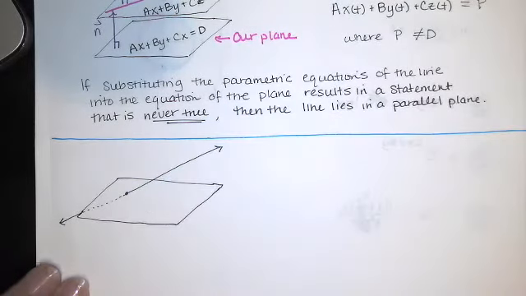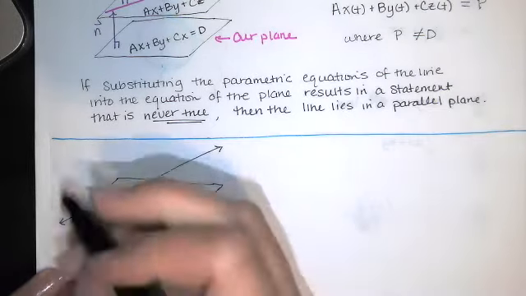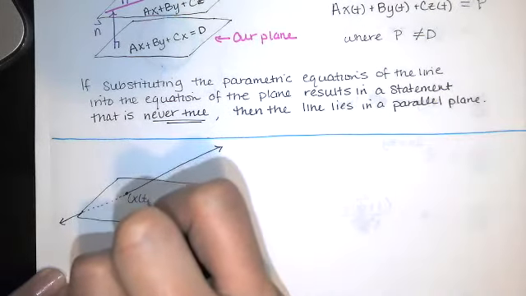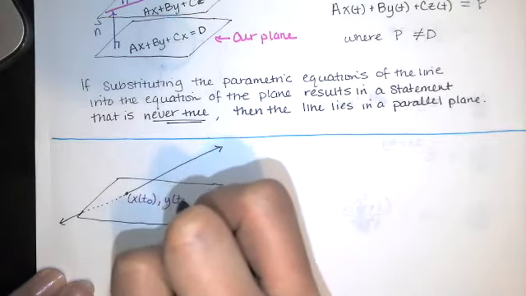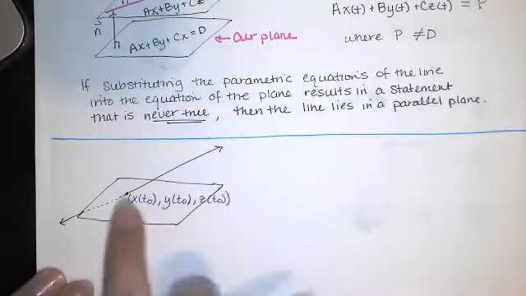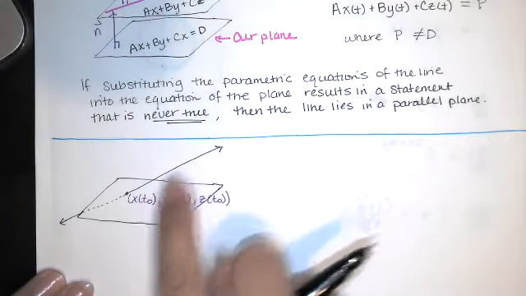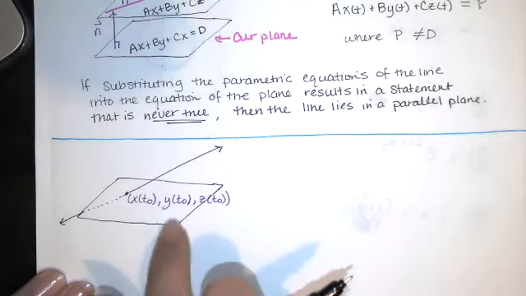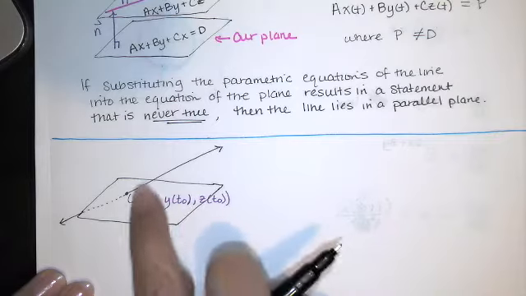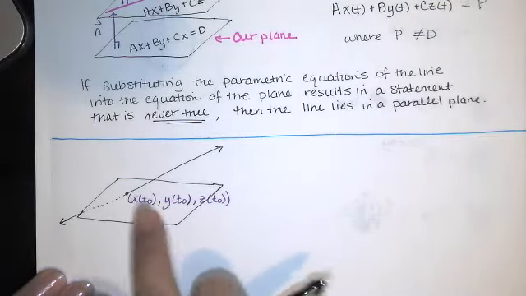And maybe it looks like that. Well, if it doesn't lie in the plane itself and it doesn't lie in a parallel plane, there's got to be a point where it crosses. And I'm going to call that x of t naught, y of t naught, and z of t naught. So there's some value of t where the parametric equations of the line satisfy the equation of the plane. But at all other values of t, it's not going to work. So we're just trying to find that value of t.